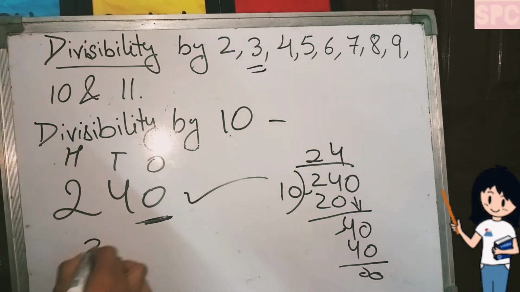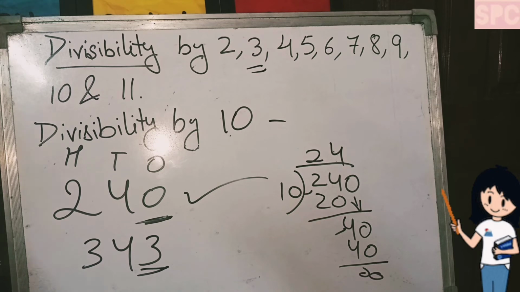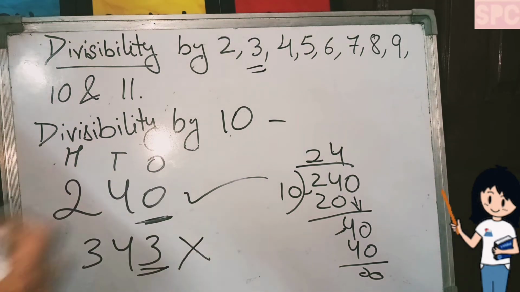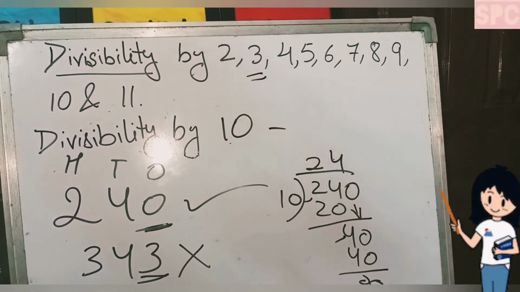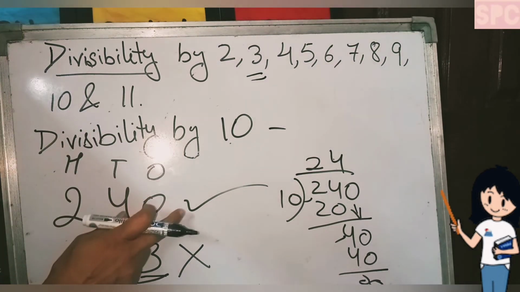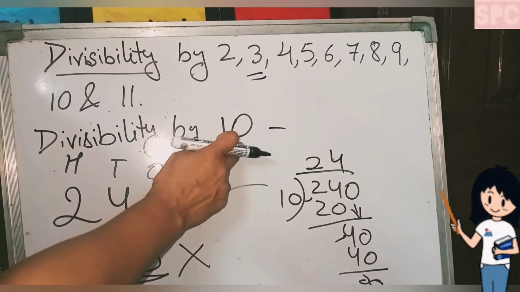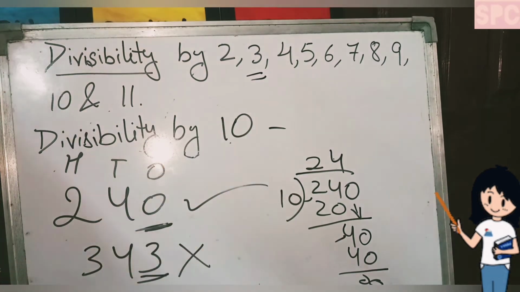If there is any number like 343, this number does not have 0 at the ones place. So this will not be divisible by 10. So a simple rule: the digit at the ones place has to be 0. If the ones place digit is 0, then only that number will be divisible by 10.